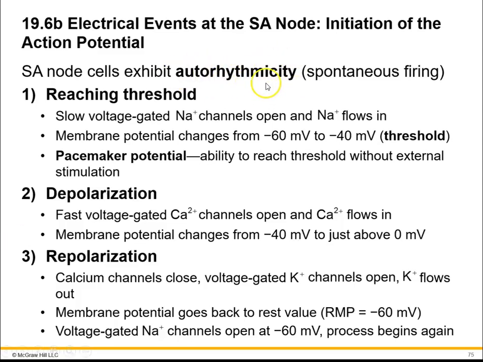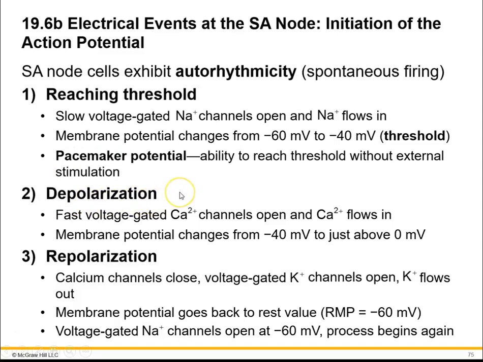So how do they reach threshold on their own? Well, remember, resting membrane potential is at about negative 60 millivolts. And at about negative 60 millivolts, slow voltage-gated sodium channels are going to open. And this is going to allow sodium to flow into the cell. Now you've got positive ions coming inside of the cell. That's going to increase the membrane potential, make it more positive. So it goes from negative 60 millivolts to negative 40 millivolts. And that is the threshold. At threshold, you're going to get depolarization.